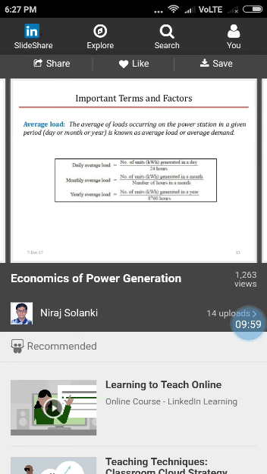Monthly average load: number of units in terms of kilowatt hour generated in a month divided by number of hours in a month. Yearly average load is equal to number of units in terms of kilowatt hour generated in a year divided by 8760 hours.